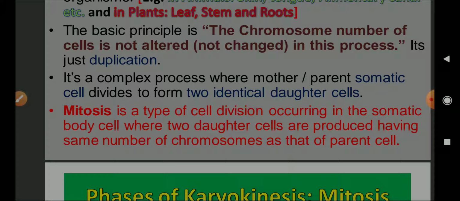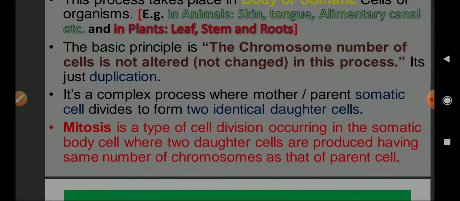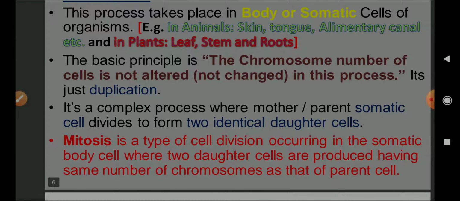Where is the process of mitosis occurring? The process of mitosis is occurring in somatic body cells. How many daughter cells are produced? 2 daughter cells. What is the characteristic of mitosis? The number of chromosomes remains the same as that of the parent cell. As an example, we have seen that in animals it takes place in skin, tongue, alimentary canal, and in plants it takes place in leaf, stem and roots.